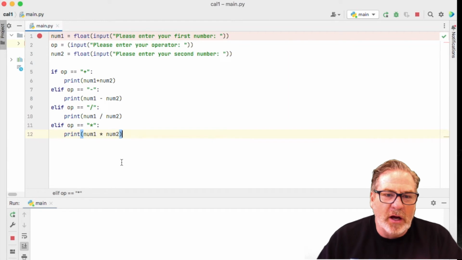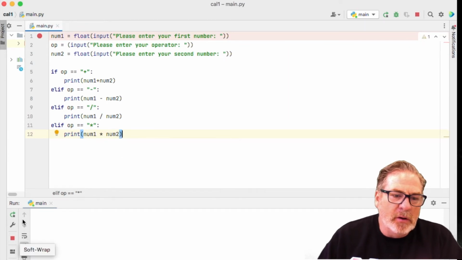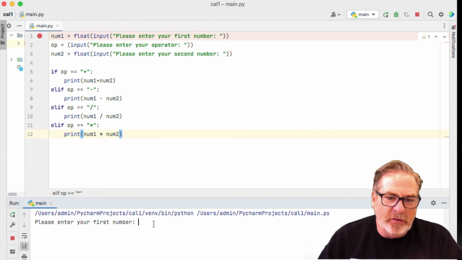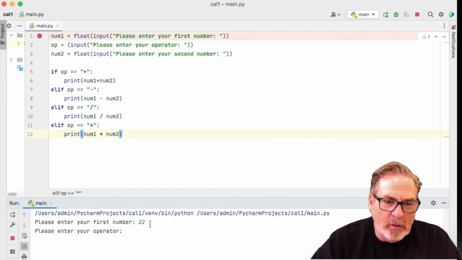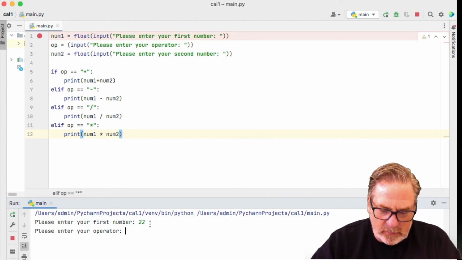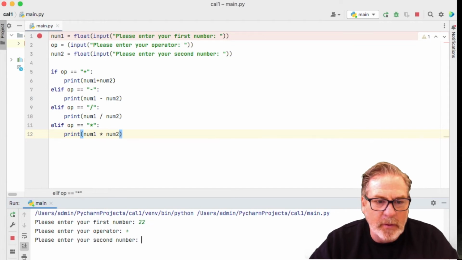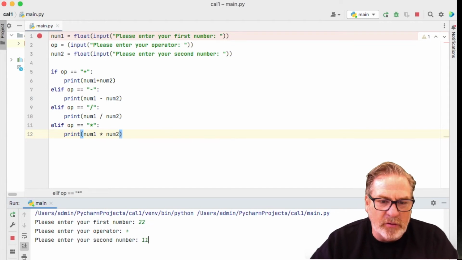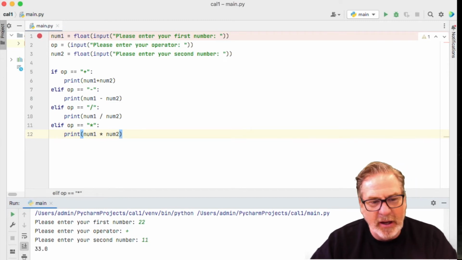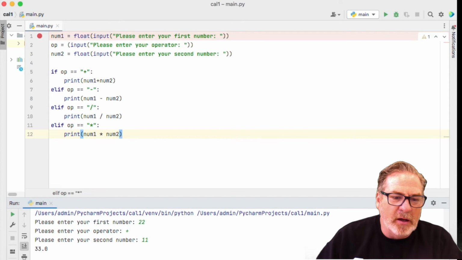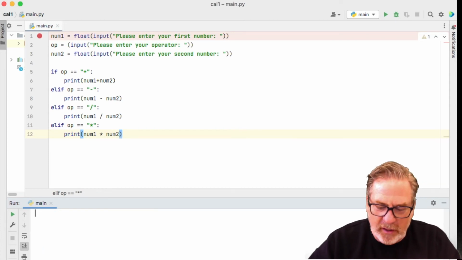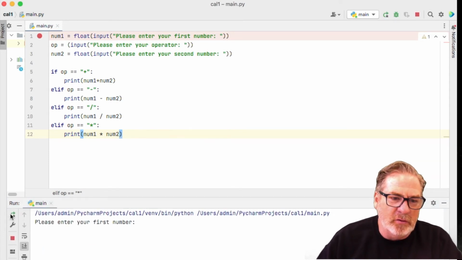So, fingers crossed, let's try this out. See what happens. So let's run this. Please enter your first number, 22. Please enter your operator, plus. Please enter your second number, so fingers crossed that we get 33. Hey, there's a win.